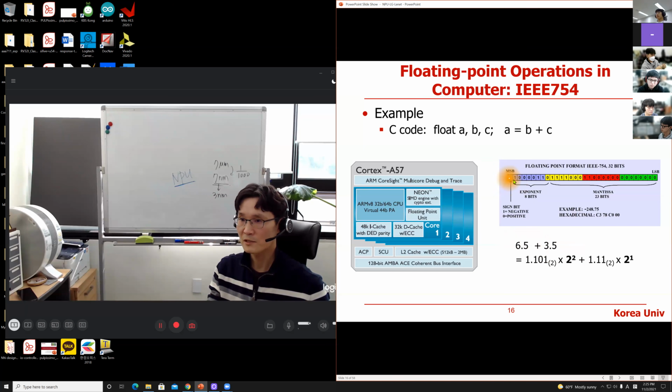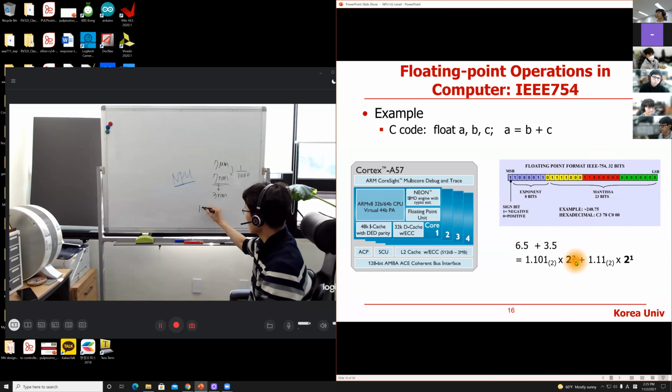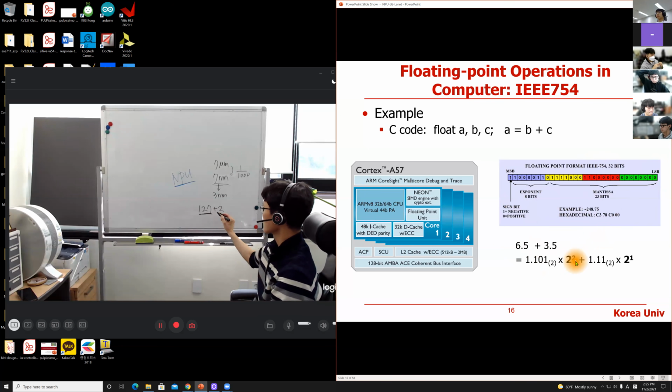6.5. You have to convert that number into this scientific notation like this. Then based on this format, you have to fill these bits. This is a positive number, so the sign bit is 0. And then the exponent is 2. According to that standard, you have to add 127, plus 2. If my memory is correct, it is 127. That goes to the exponent field.